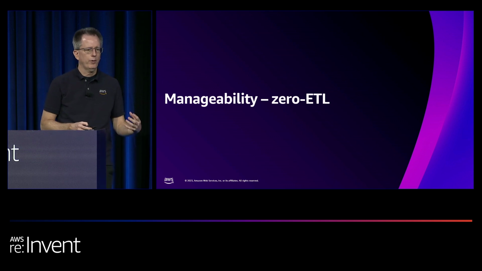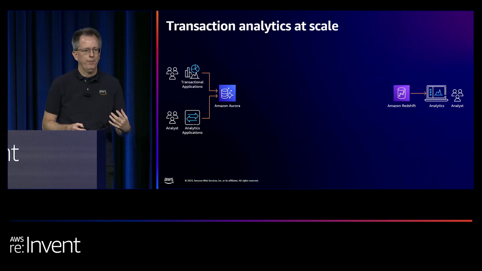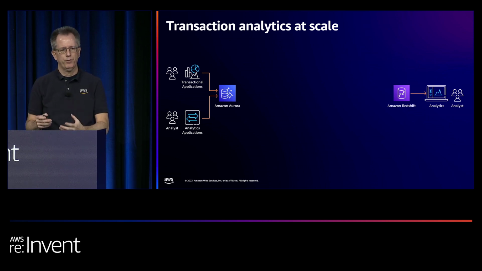The next area really around manageability that folks were telling us they wanted to see was help around ETL, right? So we have this concept called zero ETL. What is that? So on the left, I show you the traditional sort of setup. You've got your OLTP talking to Aurora, maybe some light analytics going on. And on the far side, you have Redshift where you're doing your deep analytics, right? Your major work. You want to connect these two systems.